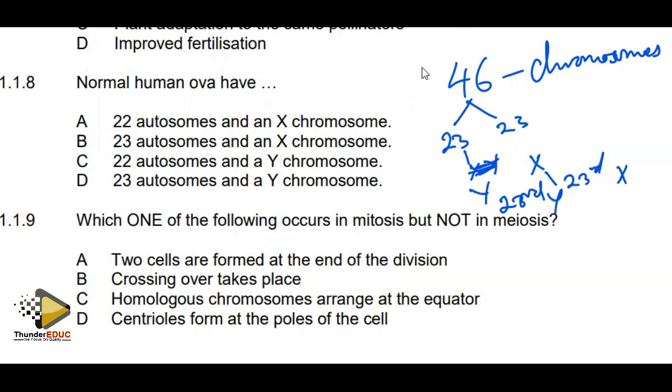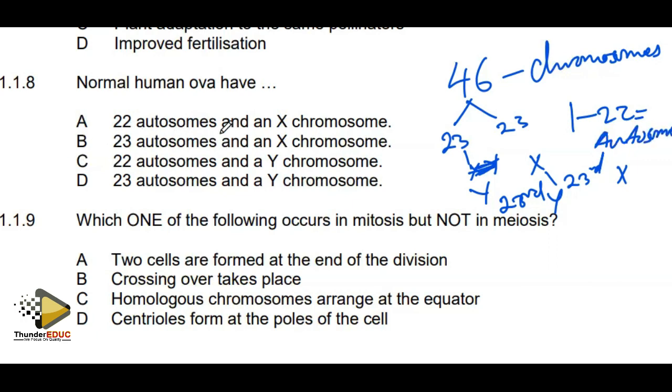And then the female is always X, so that's why the X of the male fuses with the X of the female, then it's going to become XX, and then it's going to become a female. So now they're saying that normal human ova have 22 autosomes. From chromosome number 1 until chromosome number 22, we call them autosomes in both male and female.